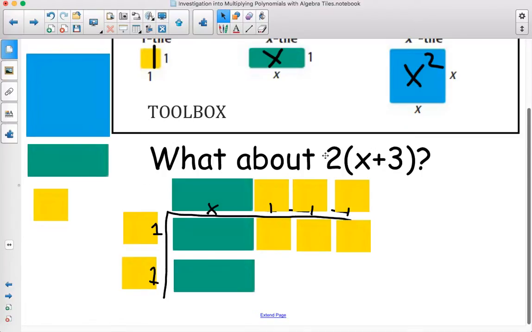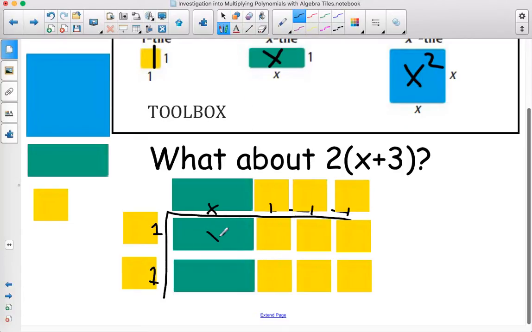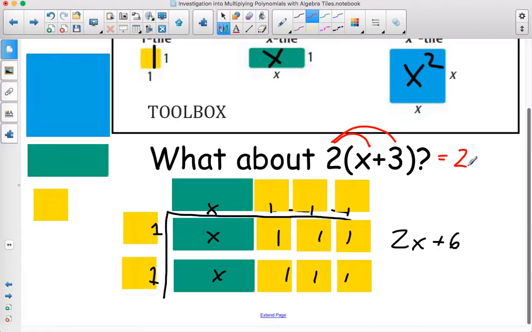So I've used 2 times x plus 3 to be the dimensions of my rectangle, and then my answer, the product, is what are all the pieces inside. If I look at the pieces inside, what's left inside? Well, I have an x piece, an x piece, 1, 1, 1, 1, 1, 1. Hey, I have 2 x's plus 6 1s, and that's the exact same thing I would have got if I'd just distributed. If I just distributed, I would have got 2x plus 6. But instead, I use these algebra tiles to help me visualize what's going on.